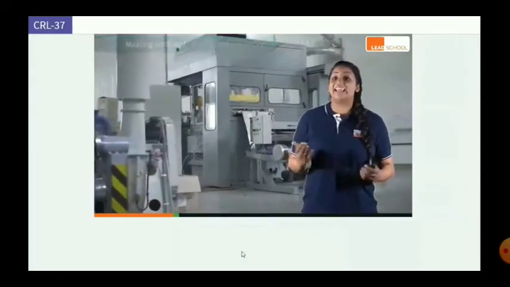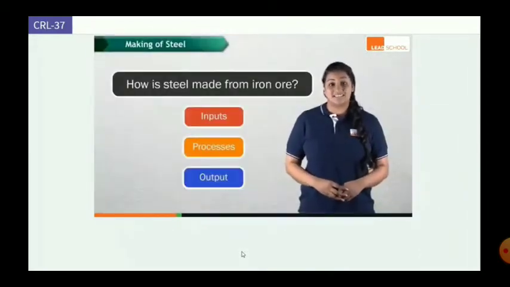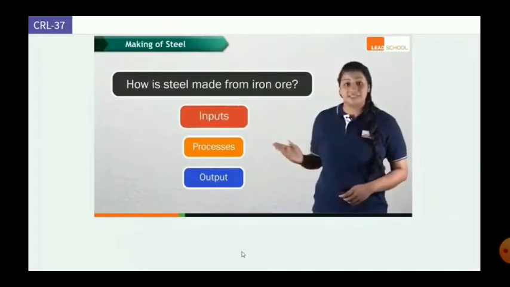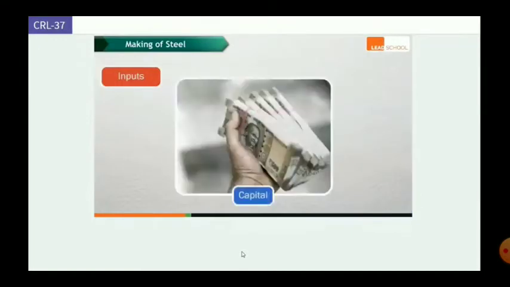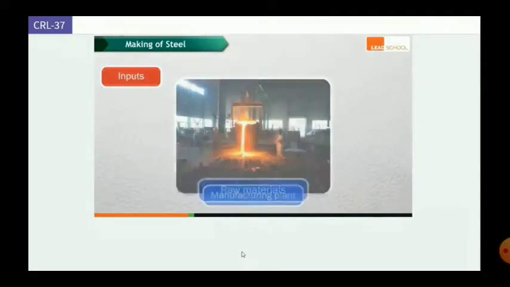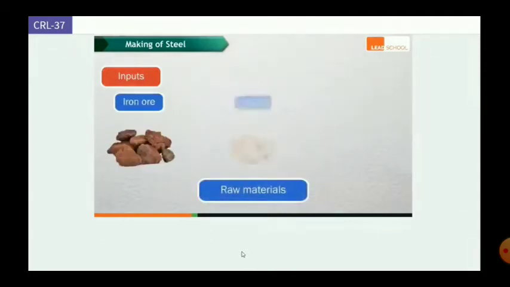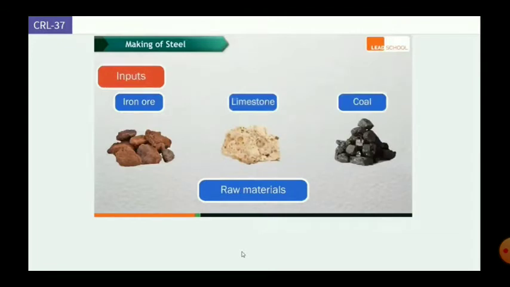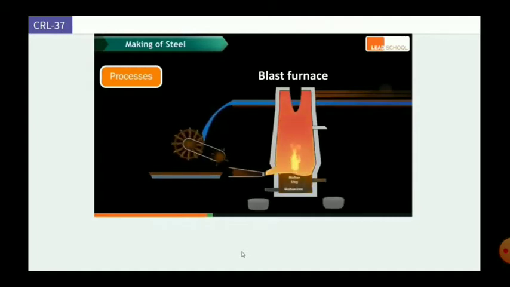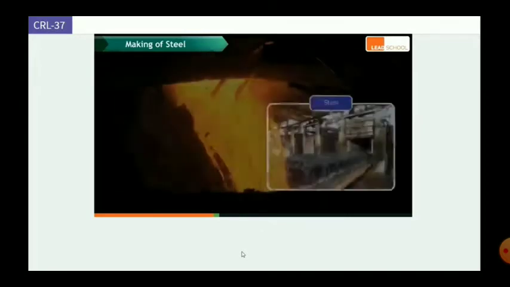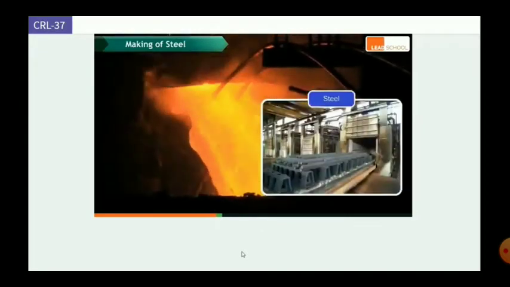Let's find out. Like any industry, the iron and steel industry has inputs, processes, and outputs. Labor, capital, a manufacturing plant, and raw materials like iron ore, limestone, and coal act as inputs. These raw materials are put into a blast furnace, which is a tower-shaped pot, and are heated intensely using hot air. Once this process is complete, the product or the output that comes out of the furnace is steel.